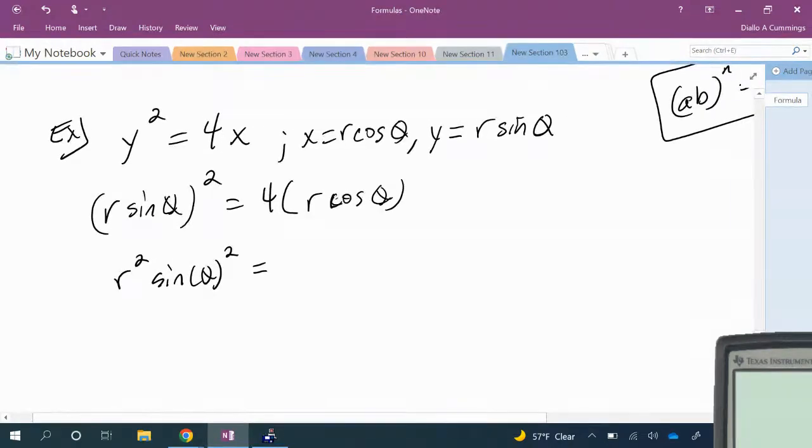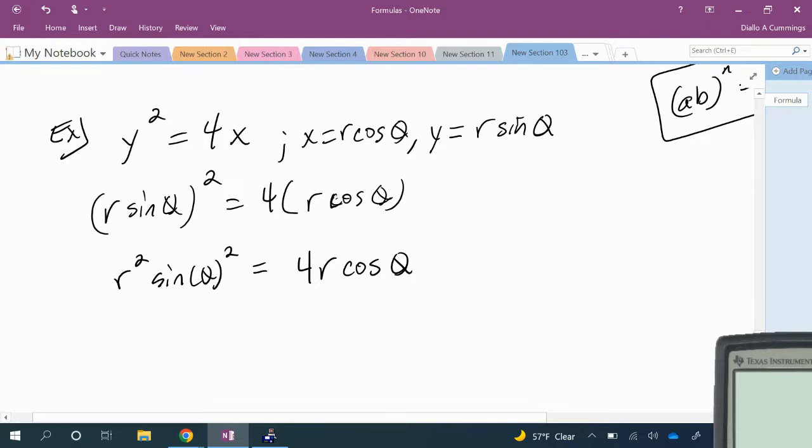On the right-hand side, we have 4 times r cosine theta. So once we multiply or distribute, we have 4 times r cosine theta. Since there is no plus, we don't distribute 4. We simply multiply 4 by the quantity r cosine theta, and we have 4 times r cosine theta. So we have removed the parentheses. Now we need to solve for r.